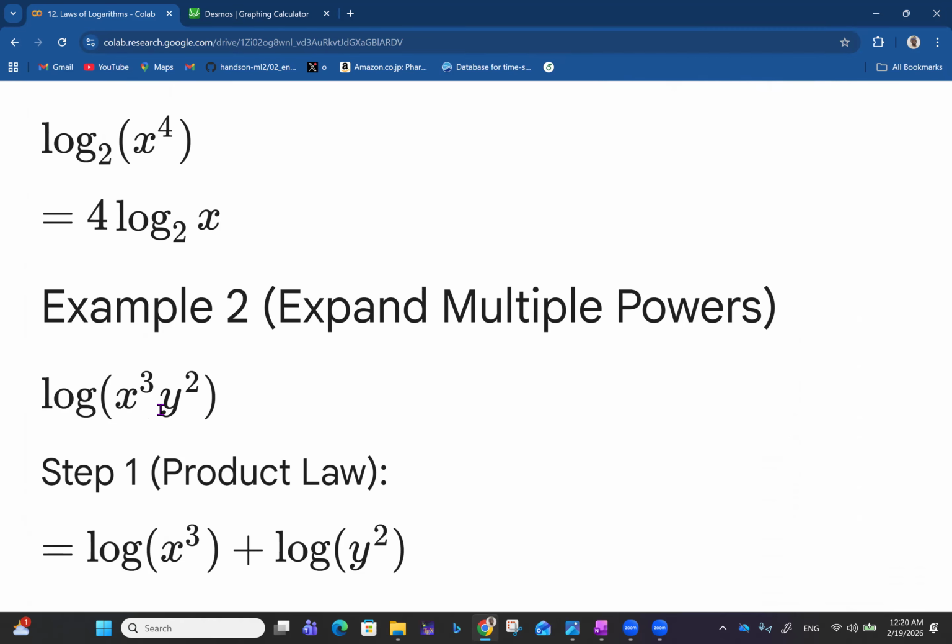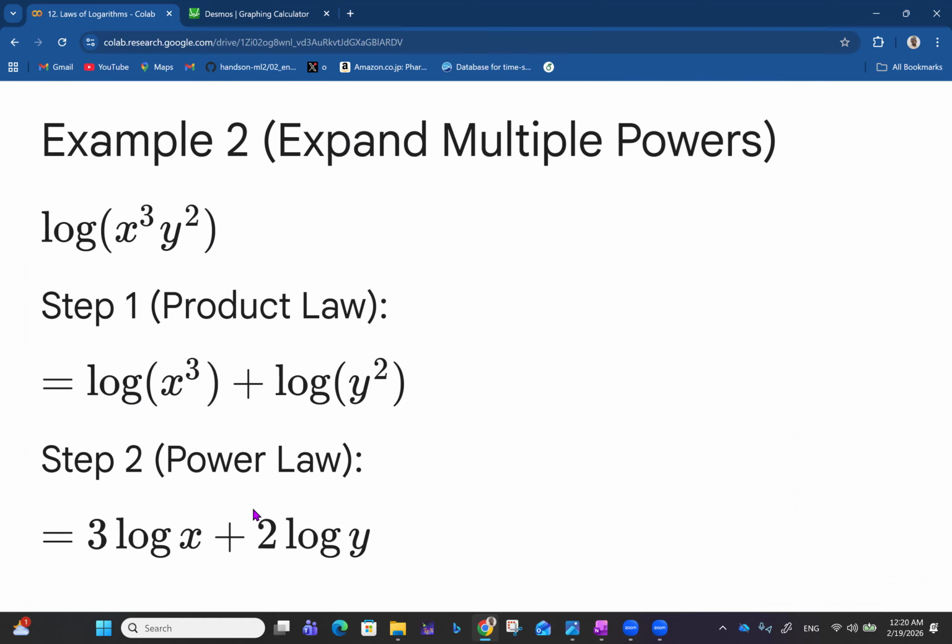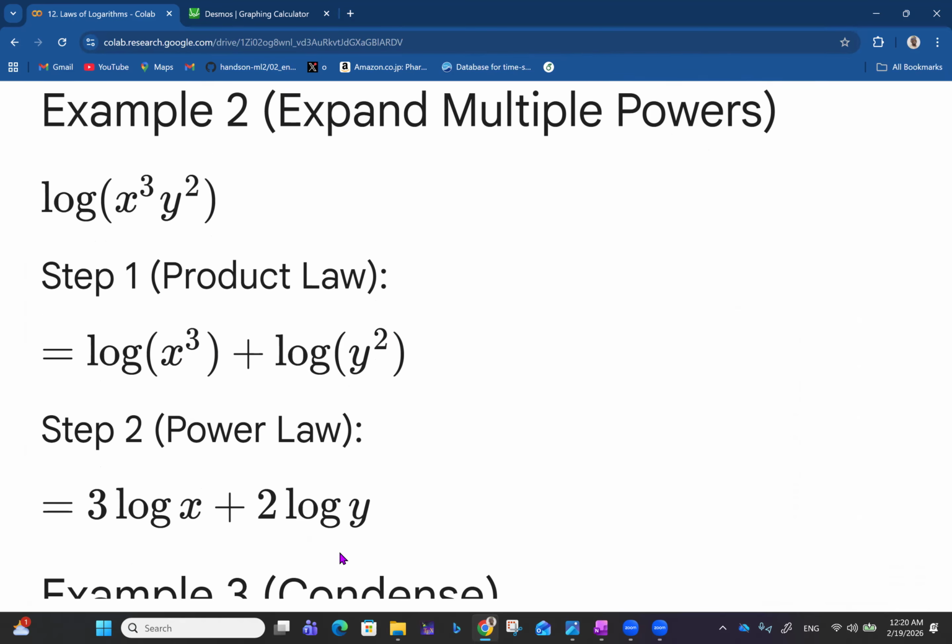So it means you can first of all say this is log x cubed to base 10 plus log y squared to base 10. Beyond that, you can then drop the powers. You can then apply the power law. This now means 3 log x plus 2 log y, and that goes.